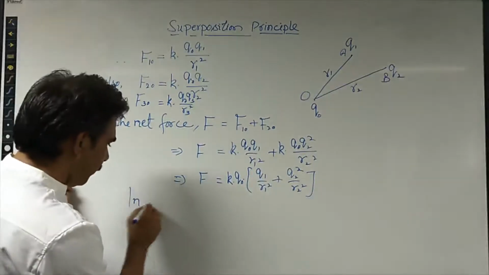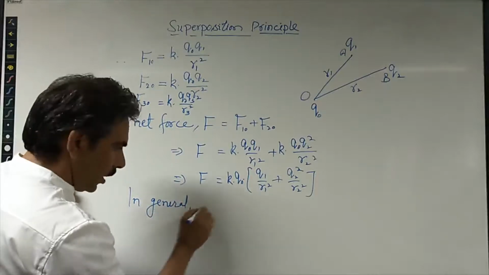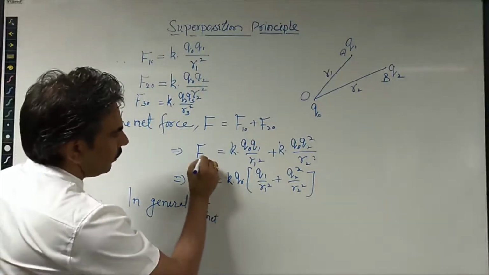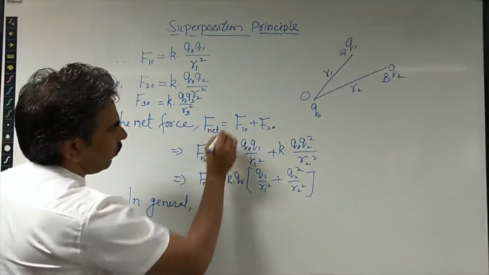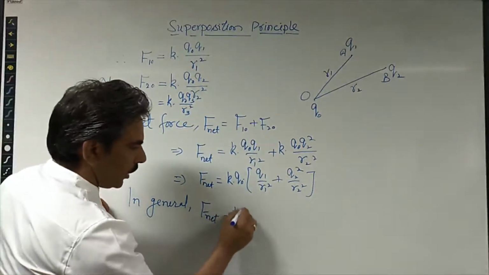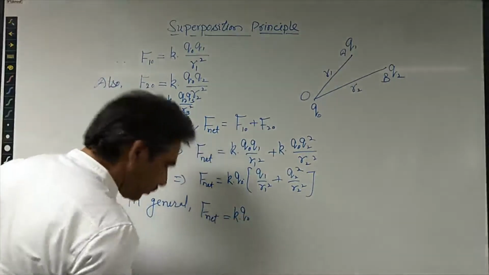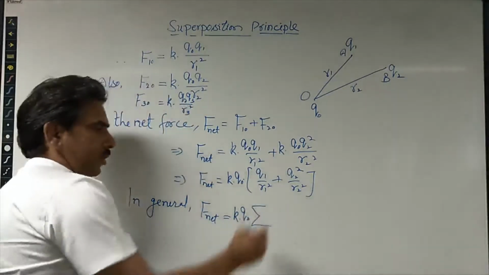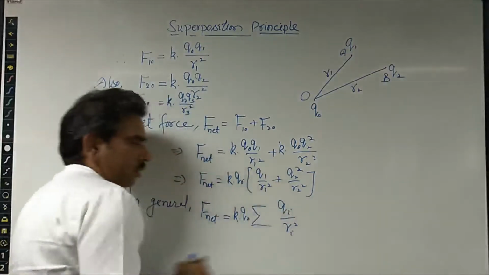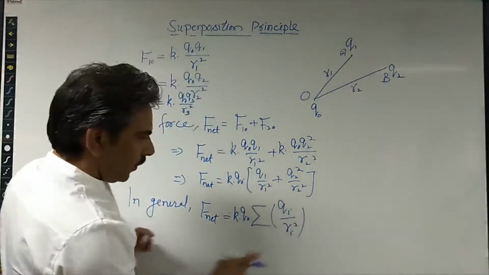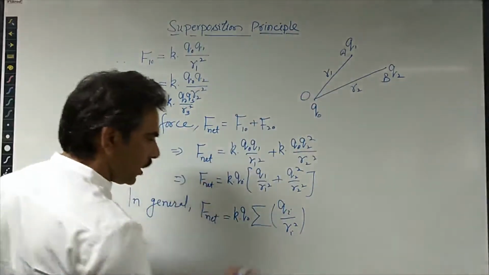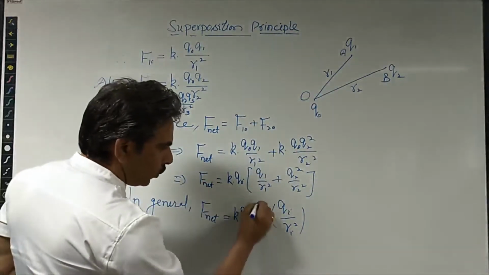So in general, this net force you can write any way that you find easy to remember or identify. The net force in general can be written as K into Q naught into the summation of Qi upon Ri square. This is the mathematical form of generalizing the result if it extends to n number of charges exerting force on the given test charge, where i goes from 1 to n.